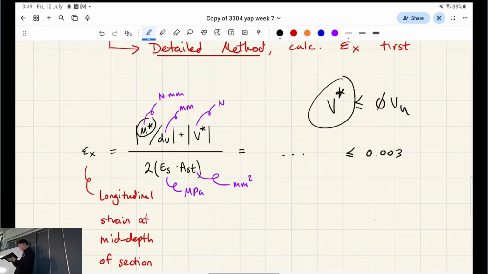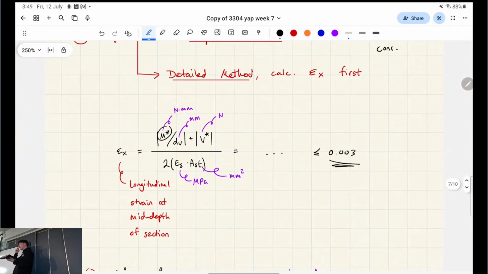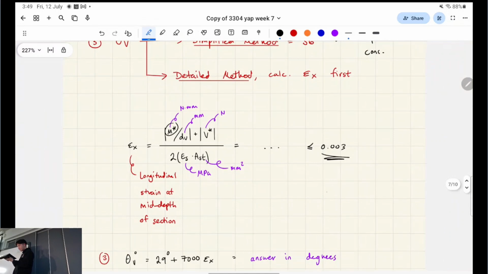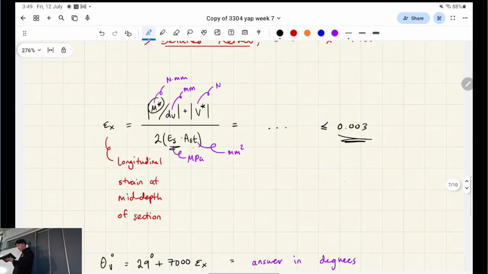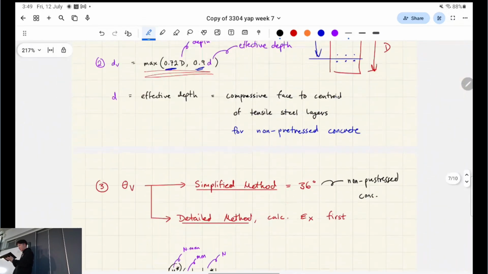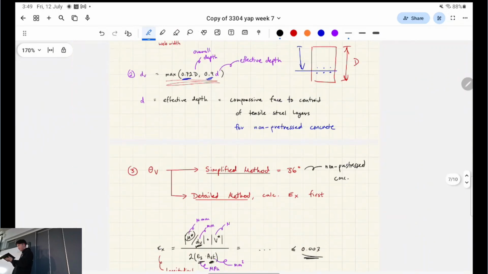Right. And this number can't be greater than 0.003. This is like an additional fact. And yeah, other than that, that's fine. These are all numbers that you will have access to, and then this one we've calculated. That's what I mean by it's a dependent formula. So rather, 3 depends on 2.